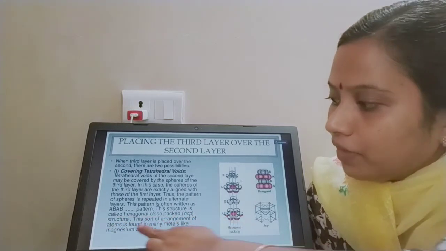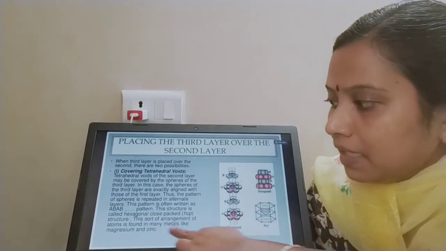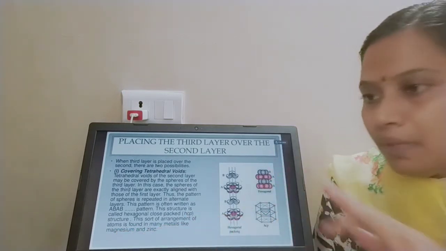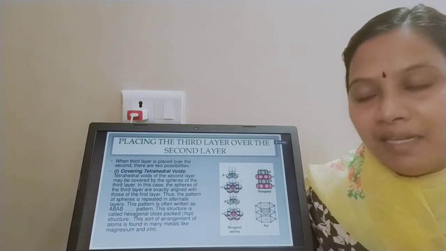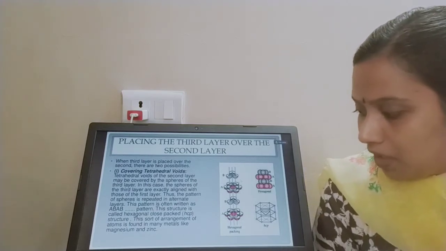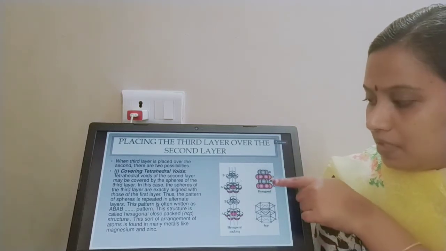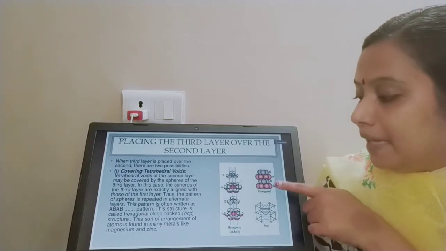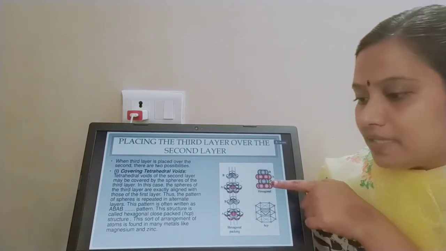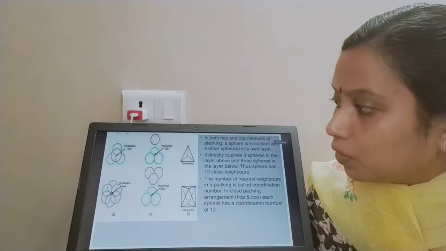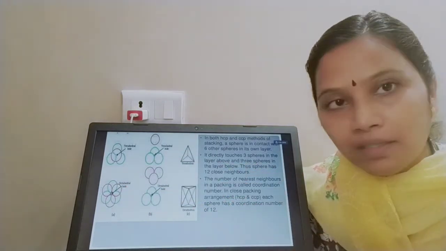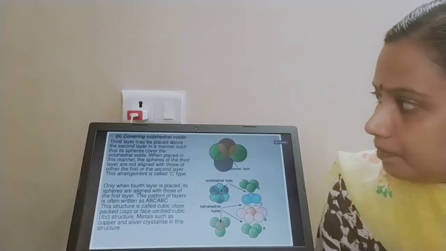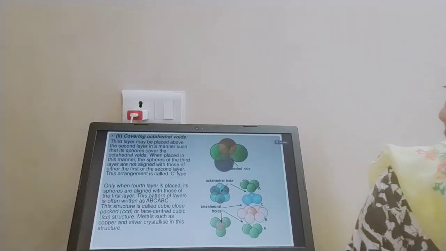This is how atoms are arranged in many materials, like magnesium and zinc. Whatever we have explained before, this is a very simple picture of placing the third layer over the second layer. This is what I told you in the previous picture. I am going to close the trigonal void with the third layer, covering the octahedral voids.